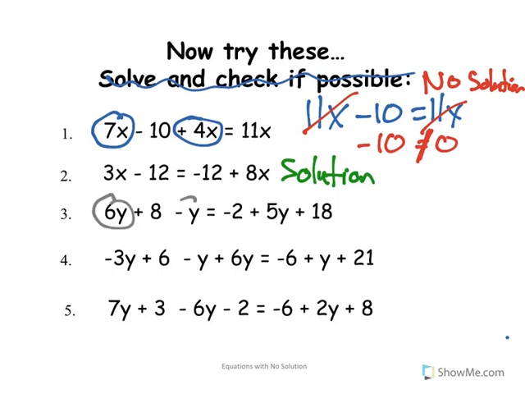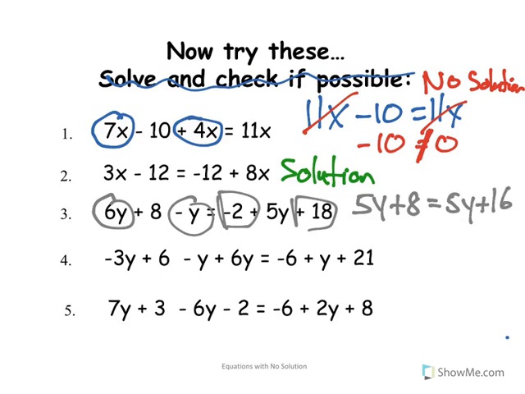So let's combine my like terms. So that's going to give me 5y plus 8 on my left. And when I combine these like terms, it's going to give me equals 5y plus 16. Well, we know that can't be true. If I have 5y and I add 8 to it, and you have 5y and you add 16, you're always going to have 8 more than me, right? This is never going to work. If I eliminate my 5y's, I get 8 is equal to 16, which clearly is not true. So that's going to lead me down the road of no solution.